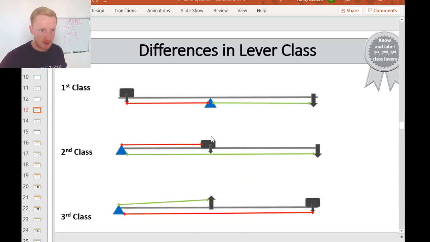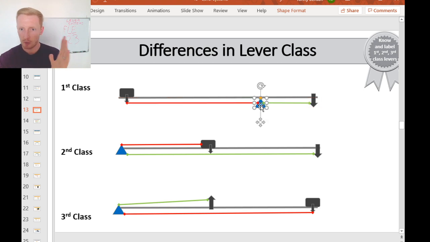Right. So as the fulcrum moves, so fulcrum here is in the middle, first class lever. Well, if we were to move the fulcrum sideways, to a different point on the lever, suddenly the effort arm is shorter and the resistance arm is longer. That's going to change how this lever system works.